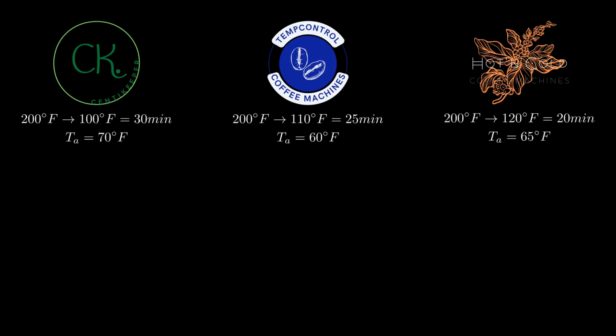The same applies for TempControl, lowering the coffee from 200 degrees Fahrenheit to 110 in 25 minutes and keeping a constant temperature of 60 degrees Fahrenheit, and Hot and Cold, lowering the coffee's temperature from 200 degrees Fahrenheit to 120 degrees Fahrenheit in only 20 minutes and keeping a constant temperature of 65 degrees Fahrenheit.